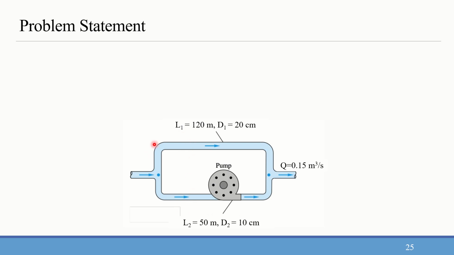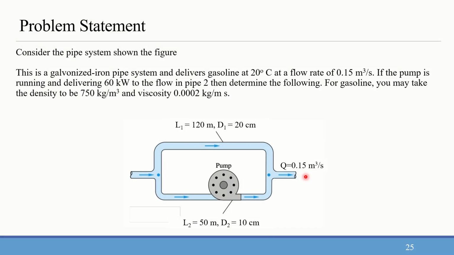We call this pipe 1 and this pipe 2. The length is 120 meters and the diameter is 20 centimeters for pipe 1. For pipe 2, the length is 50 meters and the diameter is 10 centimeters, and we have a pump here. The overall outlet flow rate is 0.15 meter cube per second. We'll read the problem statement now so that it will make actual sense.